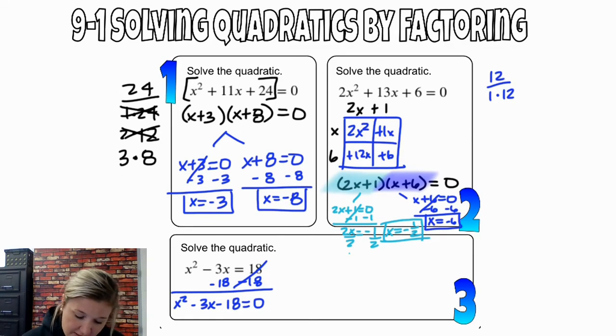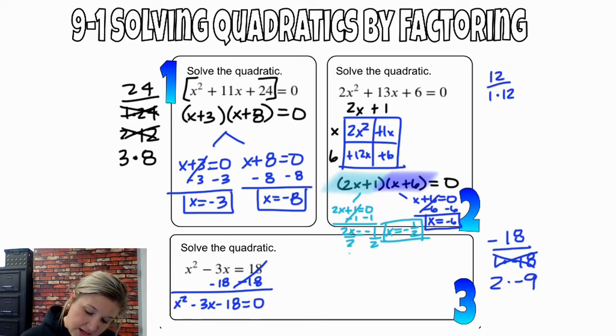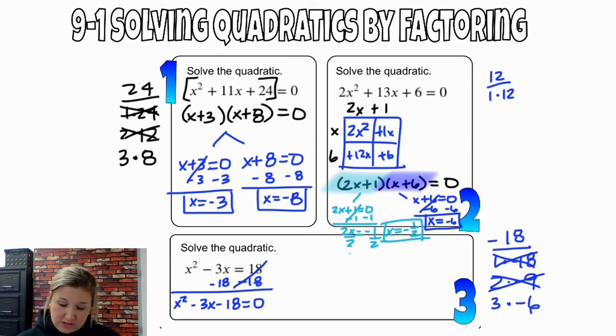So I'm going to find factors of negative 18 that, when I add them, I get negative 3. So 1 times negative 18, that's going to give me a negative 17. If I were to flop the negative sign, it's not going to give me the 3 I'm looking for. 2 times negative 9, that's going to give me negative 7. If I flop the negative sign, it's going to give me positive 7, which is still not what I'm looking for. And then I have 3 times negative 6, which is negative 3. So this is going to be my factors here.